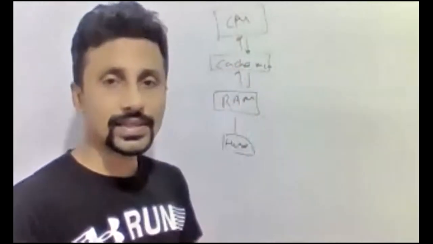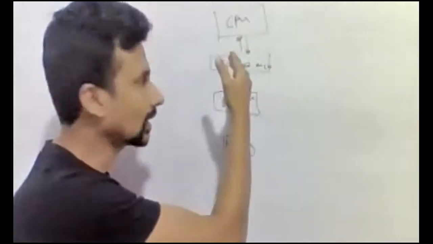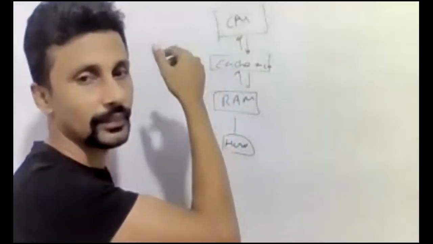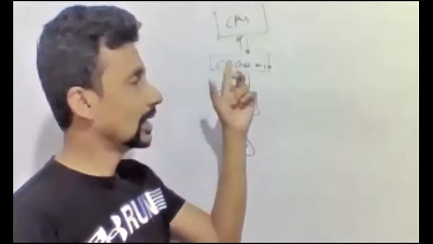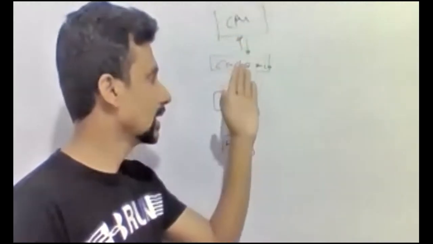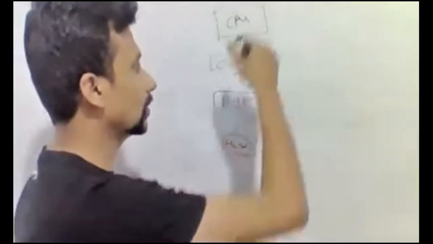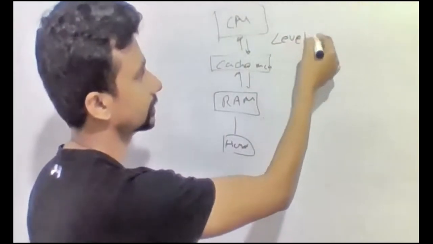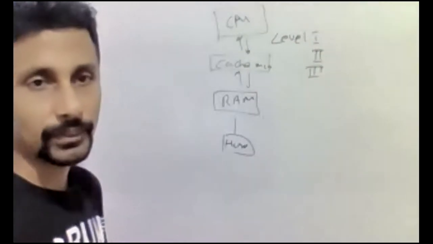From where is the cache memory getting the data? From the RAM. So when the CPU asks for data, the cache memory gives data, but it takes from the RAM when it becomes empty. And whatever data is written to RAM also comes through the cache memory. You can have different types of cache memories: level 1, level 2, and even level 3 cache memories are there.